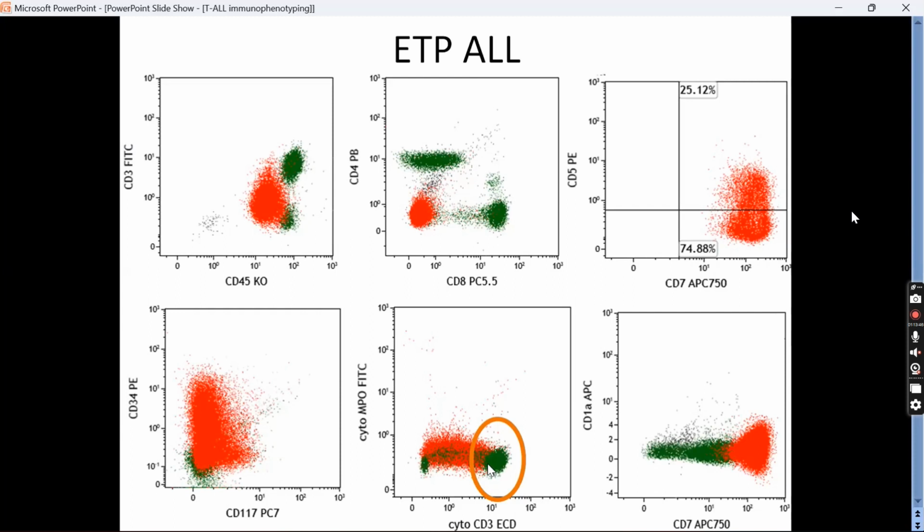It will be some very early population, yeah, cyto CD3 exactly. So it's a very early population. They may show good CD7, but cyto CD3 is in the process of acquisition. So it may show variable cyto CD3. So that is very important.